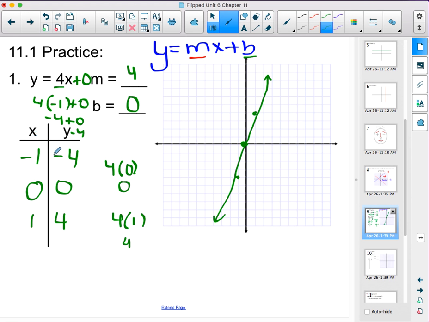Remember, I'm in charge of the x's. Because I had a whole number slope, I used -1, 0, and 1 for my x's because those are nice, easy math numbers. We're going to see a fraction slope next, and when we see that, we're going to see that we choose some different x's. But for right now, whole number slope, easy x's, -1, 0, 1. Do your substitution and see what comes out for your y numbers, and then plot the points and connect them.